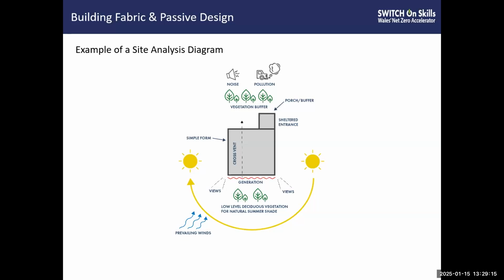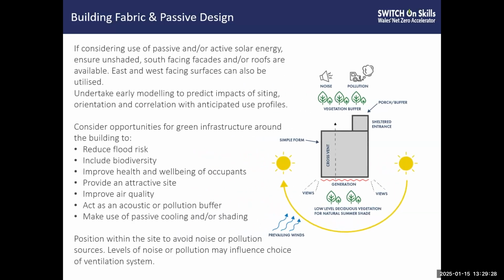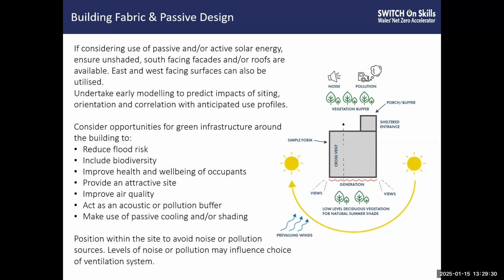An example of a site analysis diagram. Here we can see the building fabric with a passive design. And this illustrates some of the different types of environmental factors to consider. So let's have a look at that in more detail. We should consider a passive and/or an active solar energy. So we can try and ensure unshaded south-facing facades. In that particular point there is quite self-explanatory.